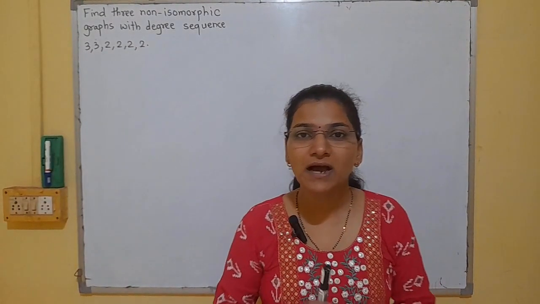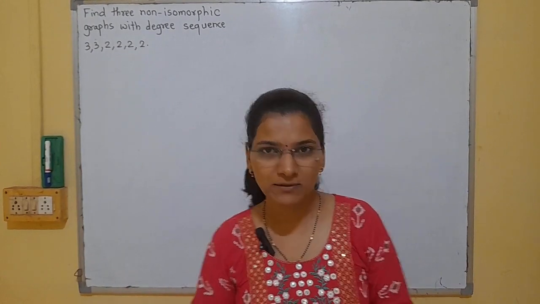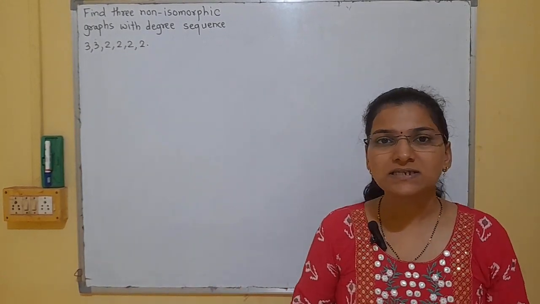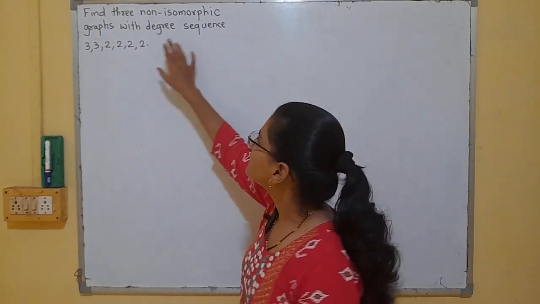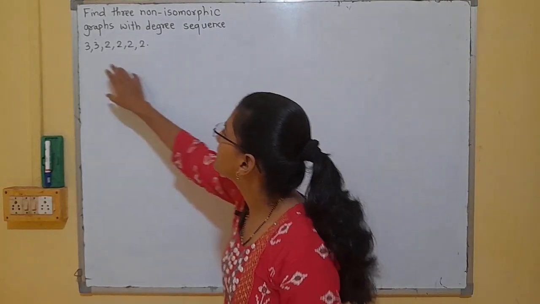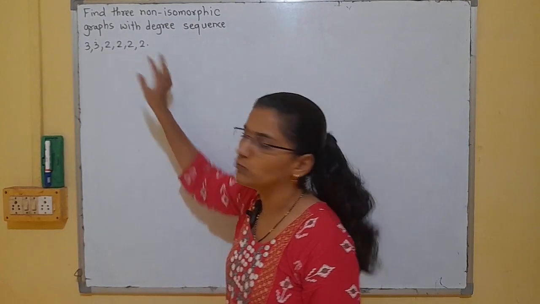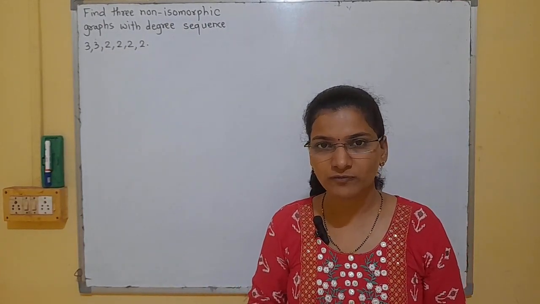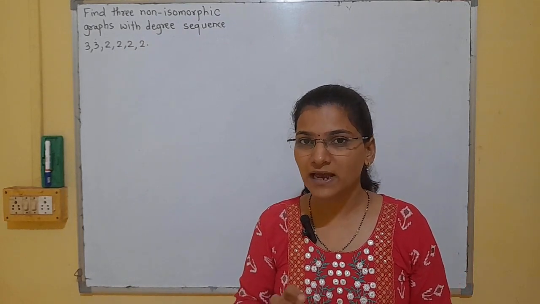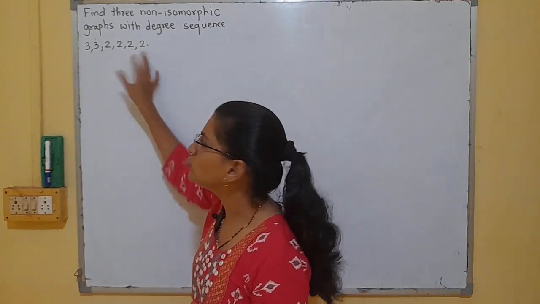Hello students, we are discussing practicals of graph theory. Today we will discuss an example from practical number 2. I have written this problem: find three non-isomorphic graphs with degree sequence 332222. That means we want to find three graphs which are non-isomorphic, but all three graphs will have degree sequence 332222.